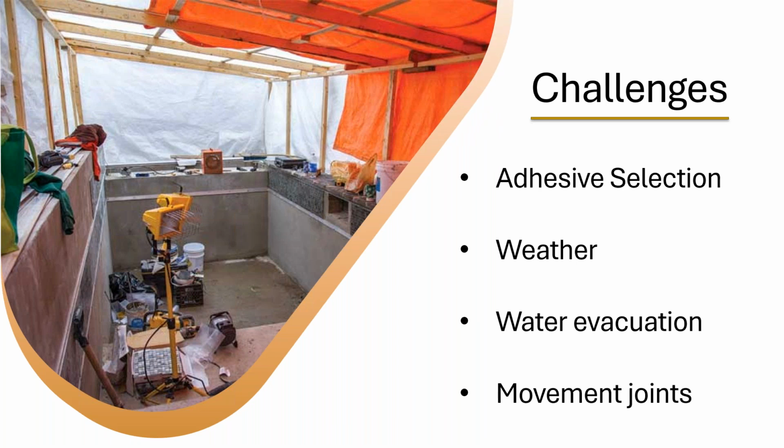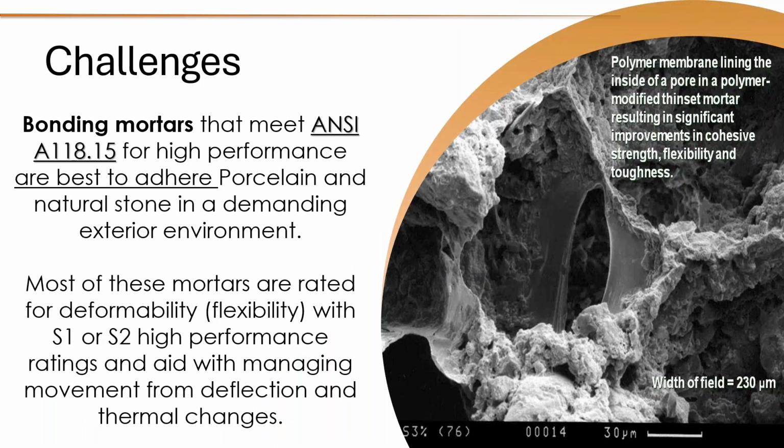So now we get down to the challenges and the difficulties that we're going to have in an exterior application, and what the products involved are going to have to do in order to perform well. We mentioned earlier on that an ANSI 118.15 mortar is recommended for this type of installation. And the reason for that is that in order to meet that ANSI 118.15 performance, they have to have more polymers involved in the mixture.